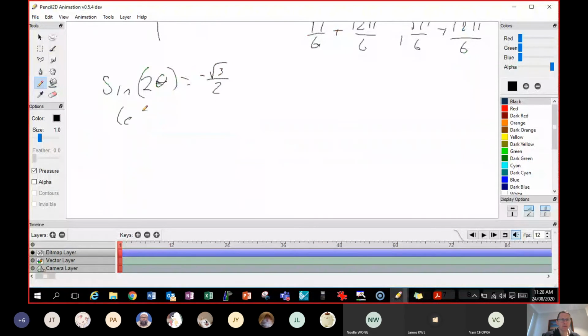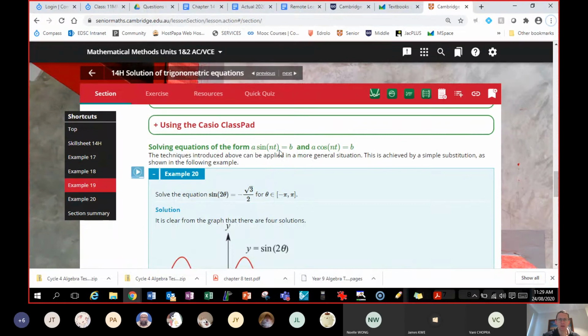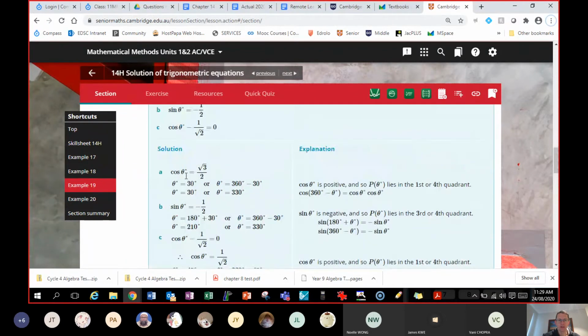So we're going to let 2 theta equal x. So really what I want to do is solve sine x equals negative root 3 on 2. When does that happen? Well, hopefully you can come back to the unit circle. We know sine's the measurement of the y, right? I did stuff up before, I think, with cos. Cos root 3 on 2 is going to be 30 degrees. I think I said it was, yeah, it is 30 degrees.